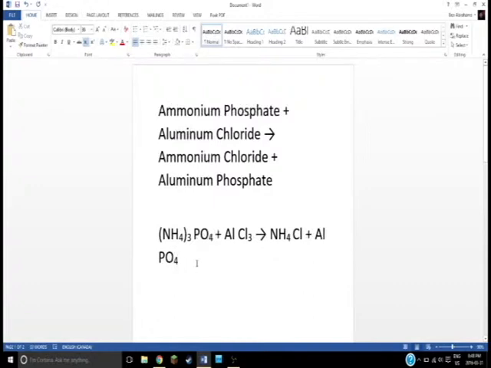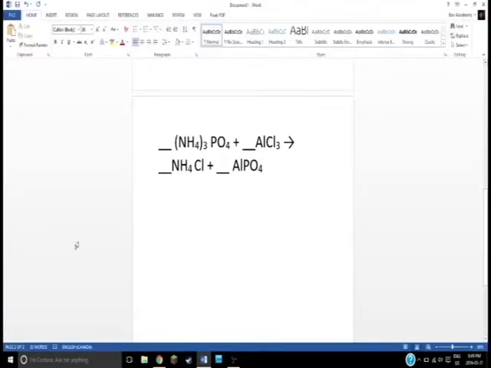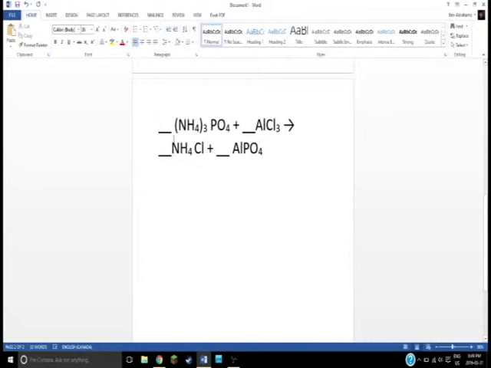Now we have our full skeletal equation. We need to balance the equations because the way we have them now, atoms are created and destroyed, and the law of conservation of mass says that you can't do either of those things. Now, using that skeletal equation, we need to balance it.